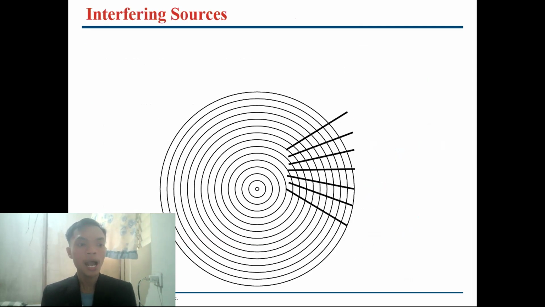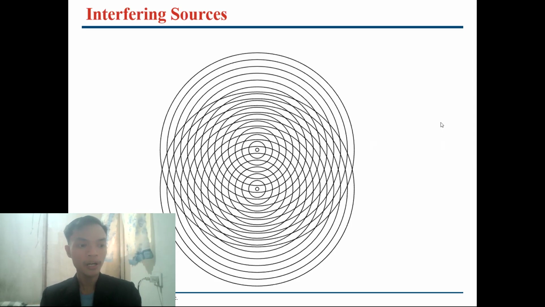We have here an interfering source, which is one source. This diagram shows circular wave fronts from a single source. As waves travel outward, each crest maintains equal spacing. When another source joins, overlapping fronts create regions of reinforcement and cancellation, which is the basis of interference.